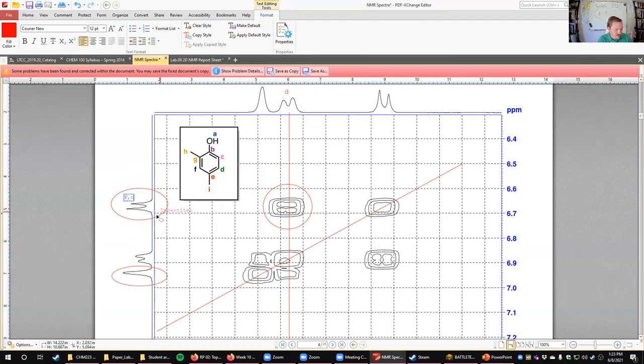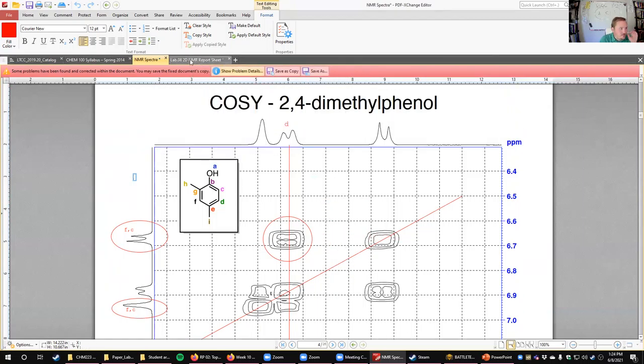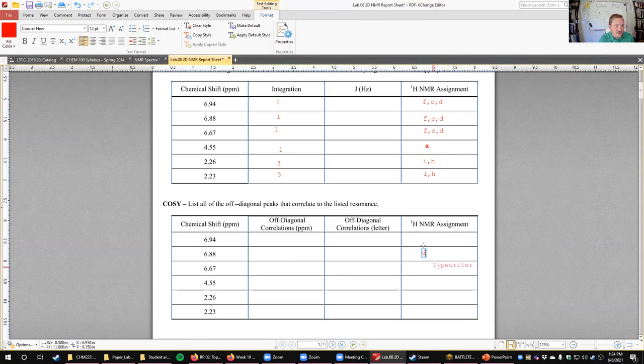So that still doesn't allow us to specify the others. We still don't know which one's F and which one's C. This could be F or C, this one could be F or C. But again, we're starting to knock some things down and get a better idea of what possibilities there are. That was the signal at 6.8 something, so if we go back to our sheet at the 6.8, we can be pretty sure that that's D.